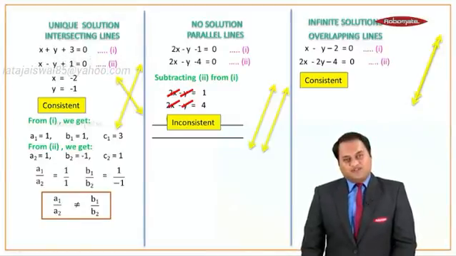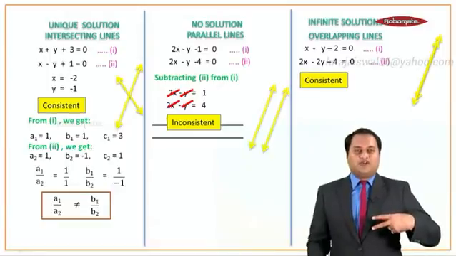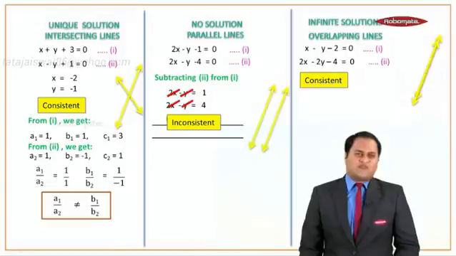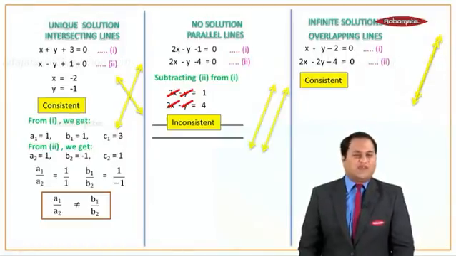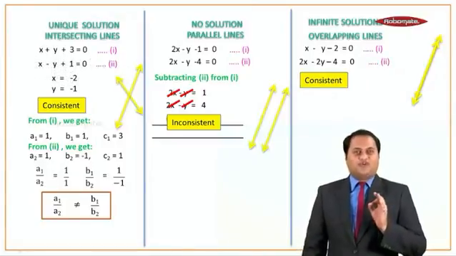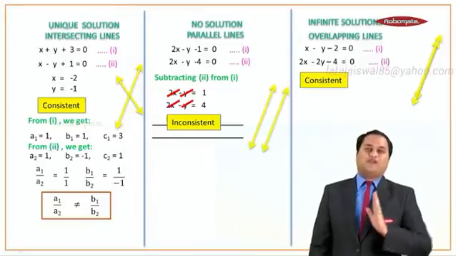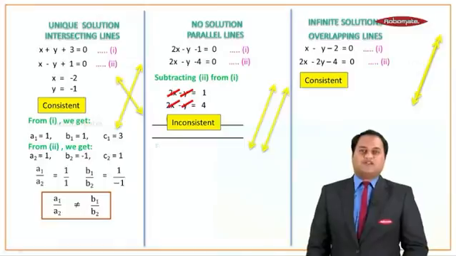So for the equations to have a unique solution, the ratio of the coefficients of x should not be equal to the ratio of the coefficients of y. Whatever be the ratio of the constants doesn't matter. May be equal, may not be equal, doesn't matter. So the condition for unique solution is A1 upon A2 should not be equal to B1 upon B2. As simple as that. Now let's derive the condition for no solution.